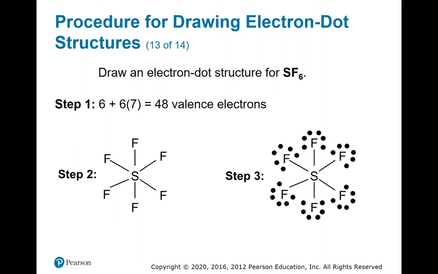Now sulfur being in row 3 is large enough that there will be some situations where it can do that, but we certainly don't need to add more electrons to it. It's already got more than you'd predict based on the octet rule. So after step 3, there's no more changes to be done, and that's your final structure.